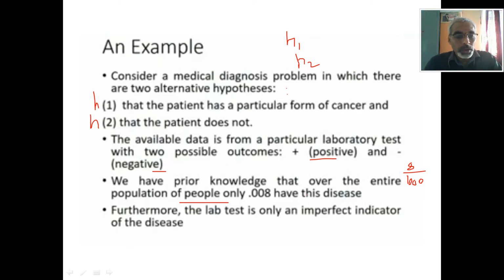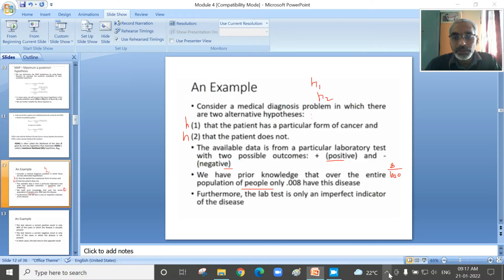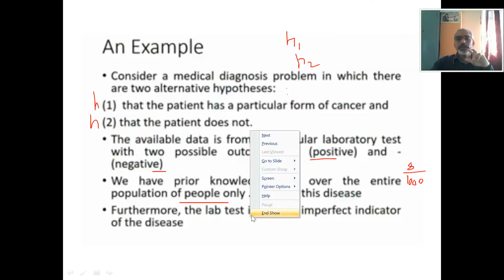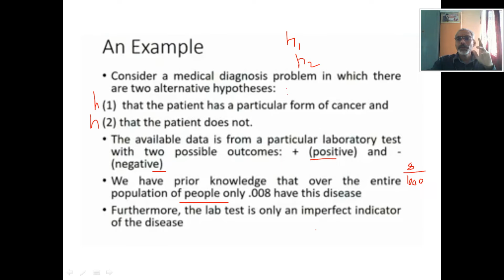And furthermore, it is given that the lab test is only an improper indication of the disease, right? That means the lab test is not a proper one; sometimes it can diagnose wrongly also. So we can't rely on this lab test, right? It is given that the lab test is only an improper indicator of our disease. So we cannot completely rely on this. There are chances that the results may be wrong.